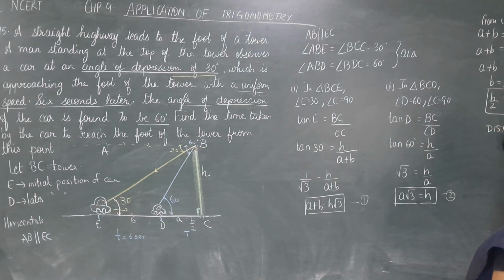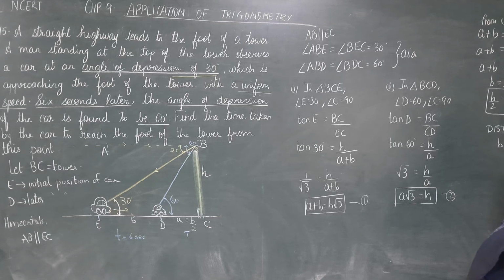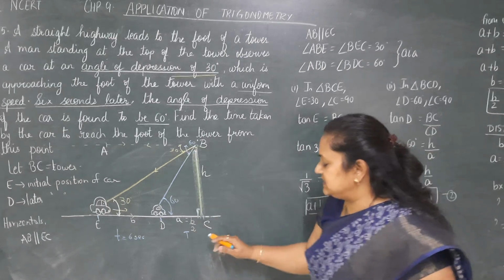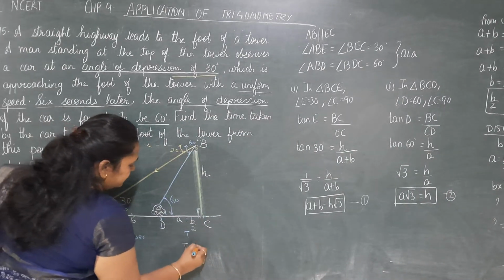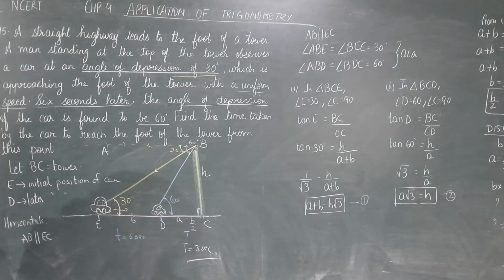Later it is just the simple unitary method. When the distance traveled was b, we took a time of 6 seconds. Now for a, which is b by 2, how much is the time taken? We just cross multiply. We get 6 into b by 2 over b, and that is how we get that the time taken for the car to reach from point D to point C is 3 seconds. Why 3 seconds? Because the distance is half and the speed is uniform. The speed is not changing. I hope it is clear.